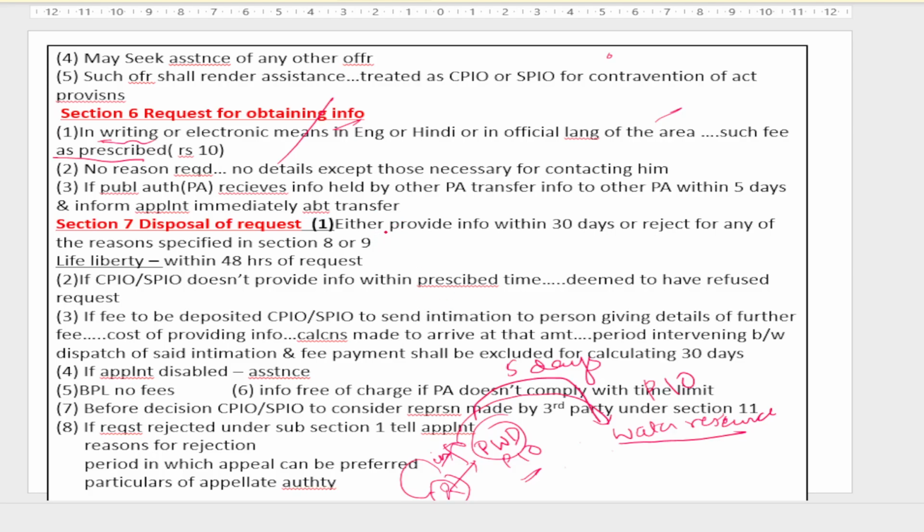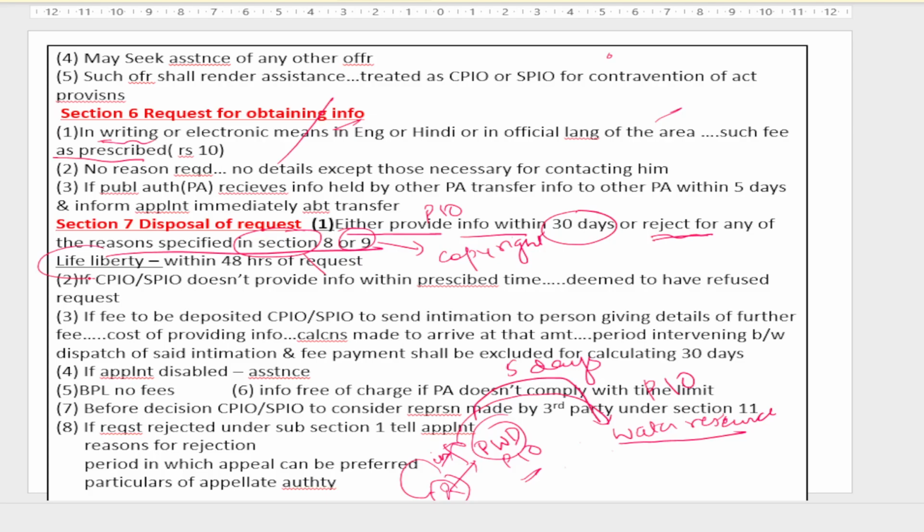So section 7 says that the PIO has to either provide the information within 30 days or reject the application for information for any of the reasons specified in section 8 or 9 of the RTI Act. Section 8 provides certain exceptions for disclosing of information, and section 9 also says that if the information relates to copyright infringement of any individual other than the state, then the information is not to be provided.